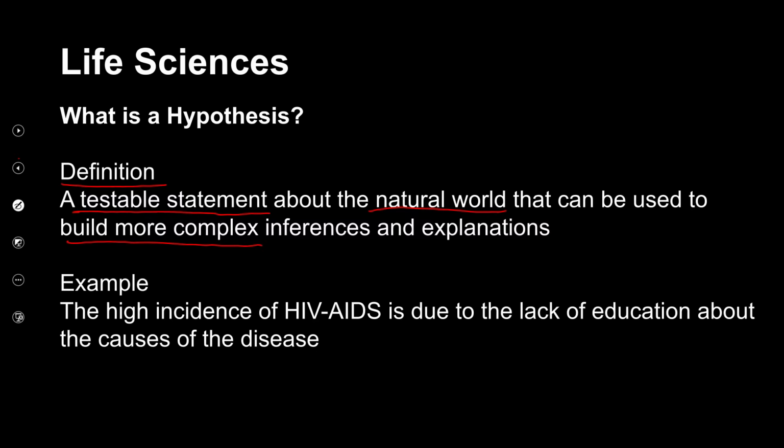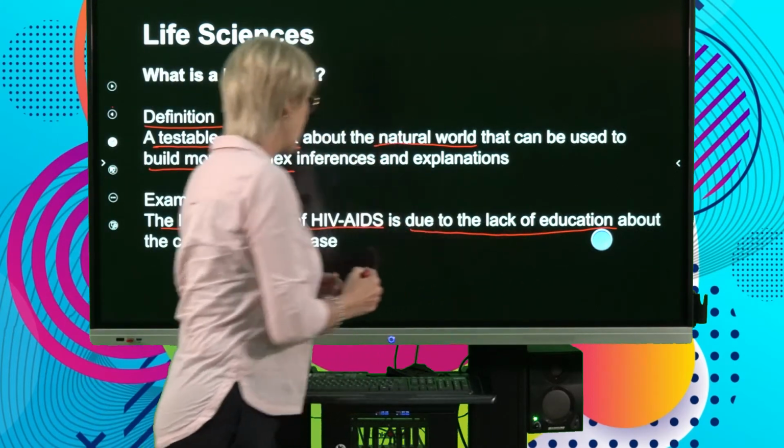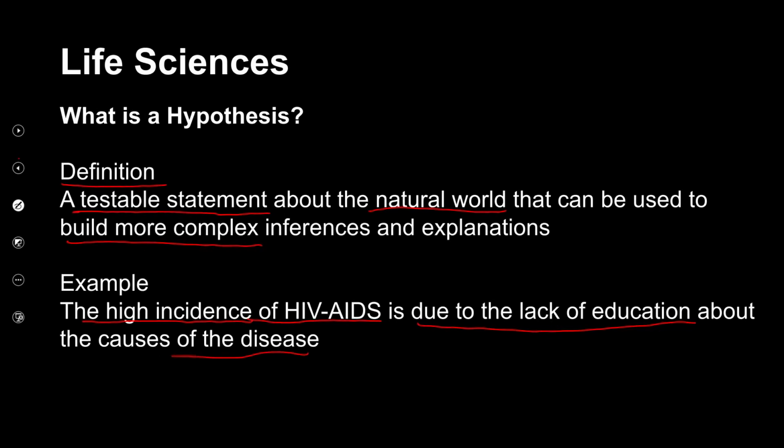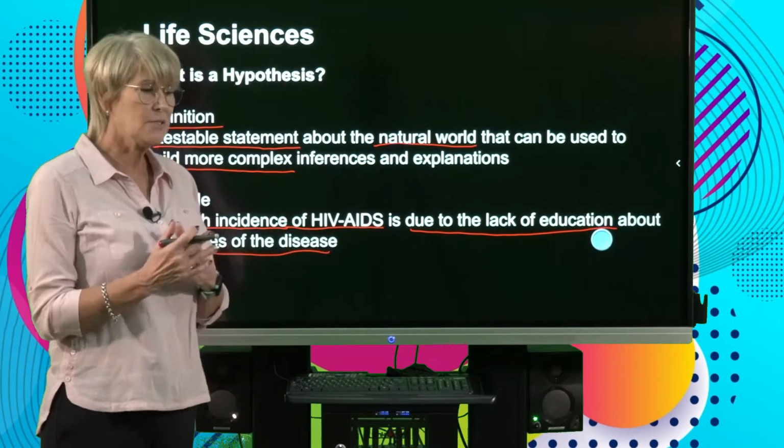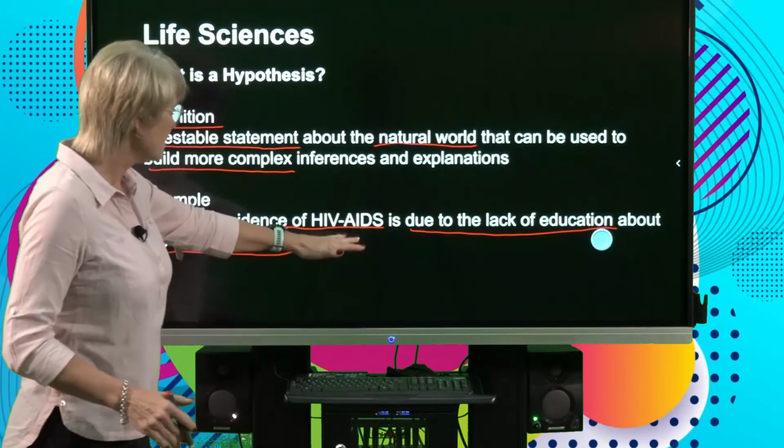Let's have a look at an example here. We might say the high incidence, in other words, a lot of people infected with HIV and AIDS in the world, may be due to a lack of education. We're making a statement that due to a lack of education, a lot of people don't know about the causes of the disease, and therefore there is so much HIV and AIDS in the world today. That is a statement that we can't say is a fact. We actually need to test it.